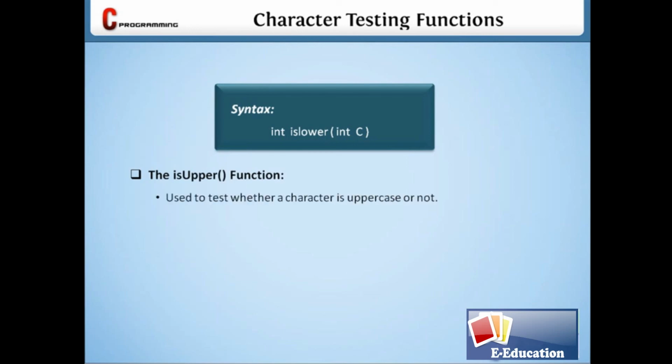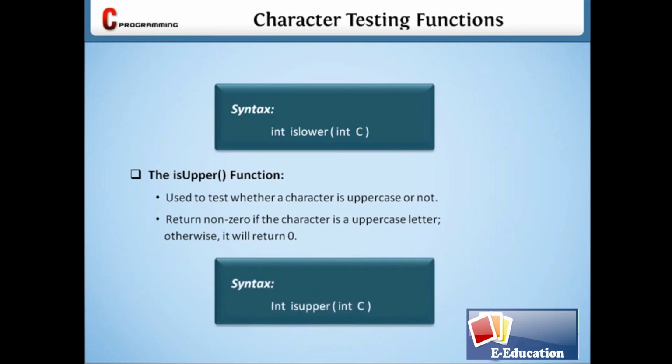And finally, we'll look at the isupper function, which is used to test for an uppercase letter. The isupper function will return non-zero if the character is an uppercase letter. Otherwise, it will return 0. And here's the syntax: int isupper(int c). So far, we have discussed the character testing functions. The use of these functions is straightforward, and we do not give examples here.